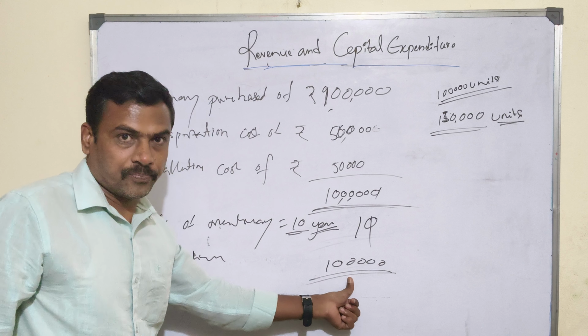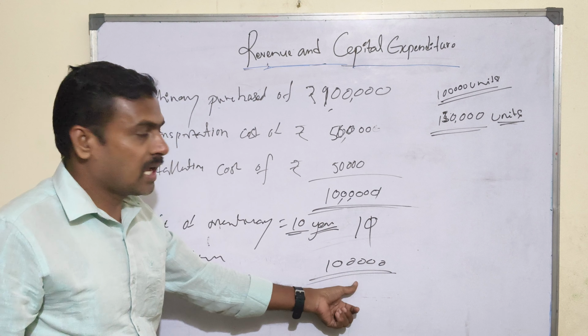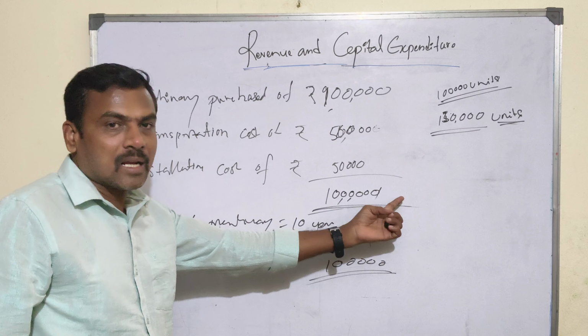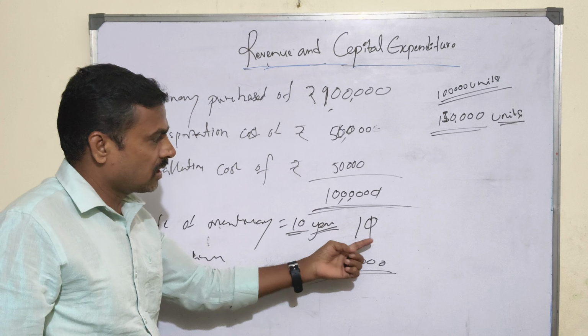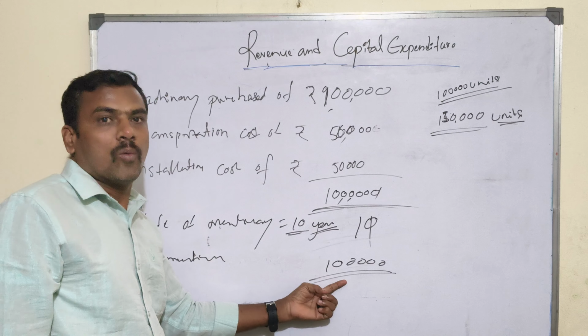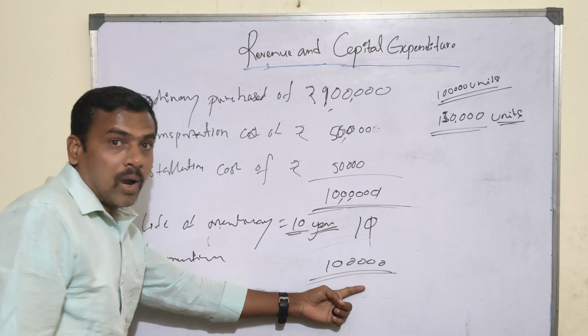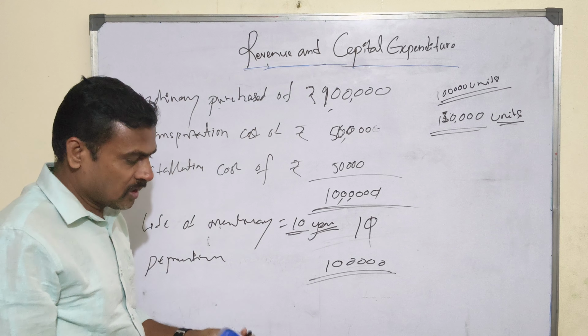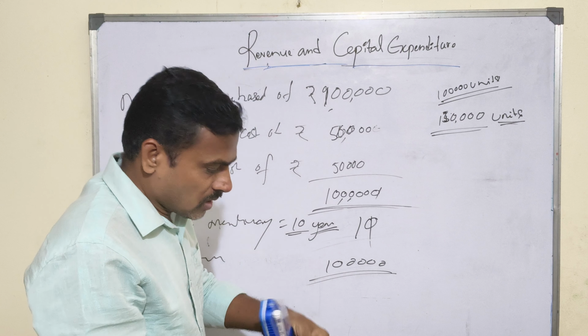My depreciation is 1 lakh per year. How did we arrive at it? The life of the machinery is 10 years, and the total cost of the machinery is 10 lakh. 10 lakh divided by 10 is equal to 1 lakh per year. This 1 lakh is a revenue expenditure. Why revenue expenditure? You may ask the question.